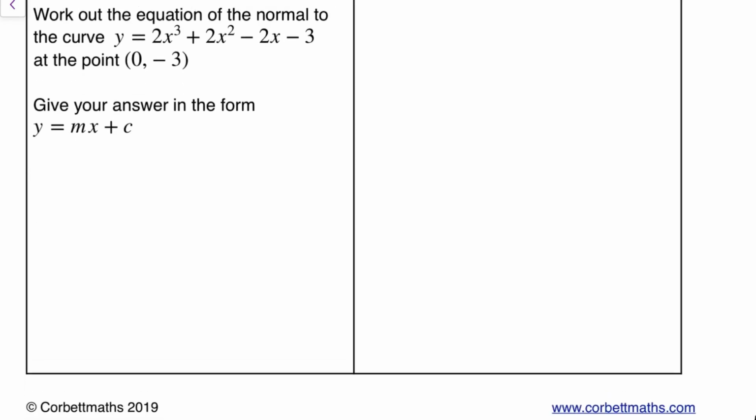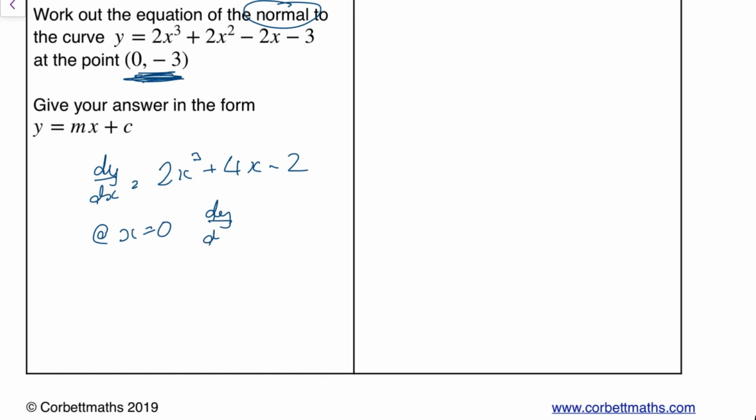Final question today. Work out the equation of the normal to the curve at the point. Okay, there's something that's made this question a little bit easier, which I'll get to in a second. So because it's a normal, I need the tangent. So dy/dx equals 2x cubed plus 4x minus 2. And at the point x equals 0, from the point given here, that means my gradient, actually this question is a little bit easier than it could have been, isn't it? So my gradient is minus 2.